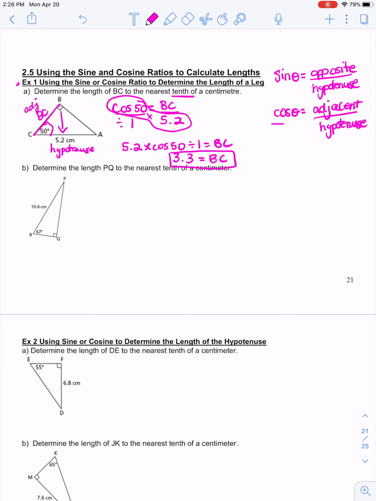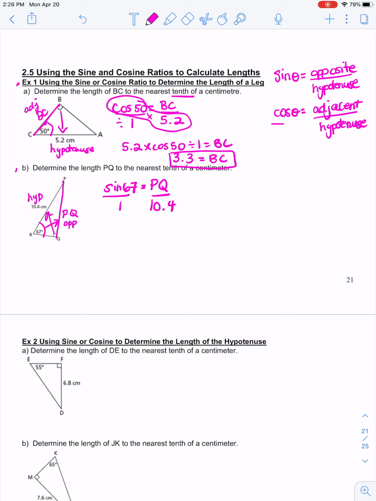Part B says determine the length of side PQ to the nearest tenth of a centimeter. So here's my angle. Across from that angle is my opposite side. Across from the right angle is my hypotenuse. So I go back up to my trigonometric ratios and check to see if it's sine or cosine. Sine uses my opposite side and my hypotenuse, so I'm going to use sine. I say sine of my angle, which is 67, is equal to my opposite side, which I don't know, it's PQ, divided by my hypotenuse, which is 10.4.